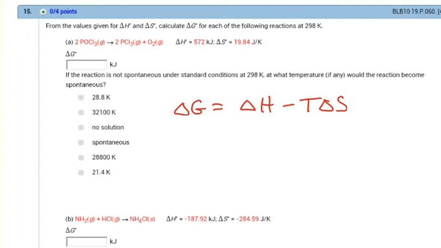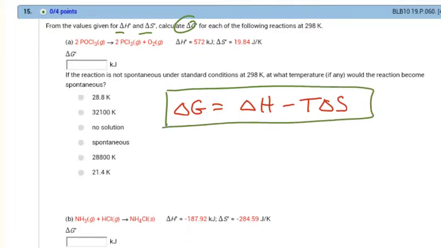In number 15, they are asking us to calculate delta G from delta H and delta S, and here's the appropriate equation that will allow you to do that. It relates all three of those. So it should be pretty straightforward. If you're having problems with it, consider this.